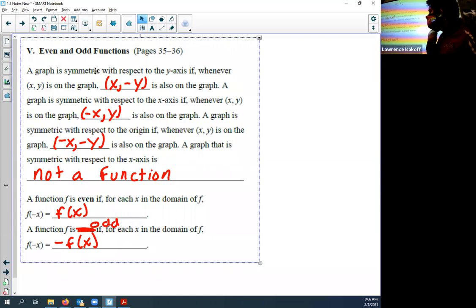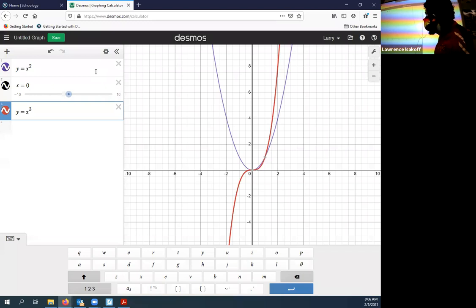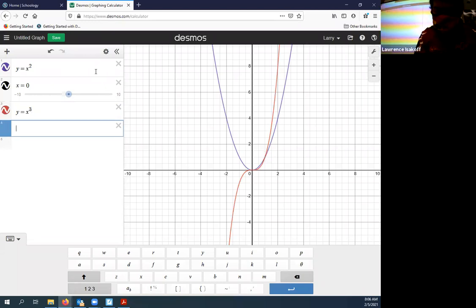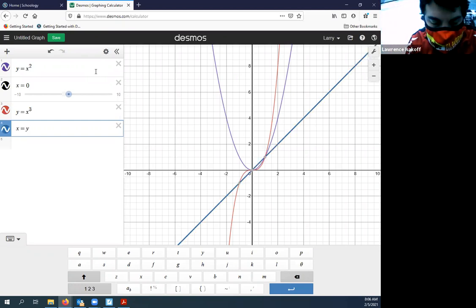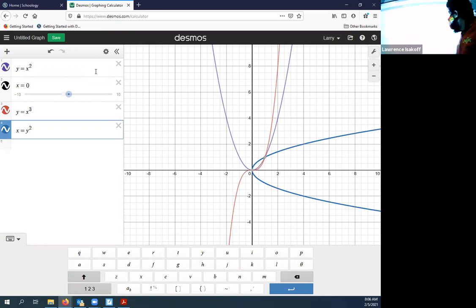So I do want to show you something that is not a function. And that's the cool part about Desmos. It will let me graph things that are not functions. So if I say x equals y squared, this blue graph here is not a function. It would fail the vertical line test. So this is one that is symmetric about the x-axis, but it is not a function.